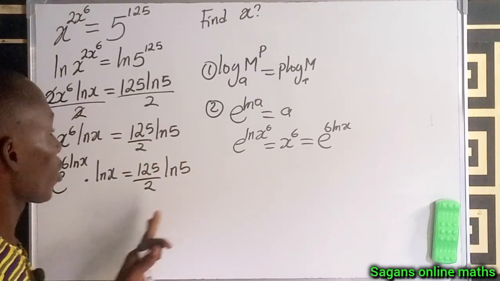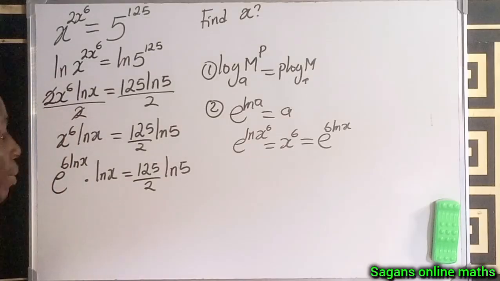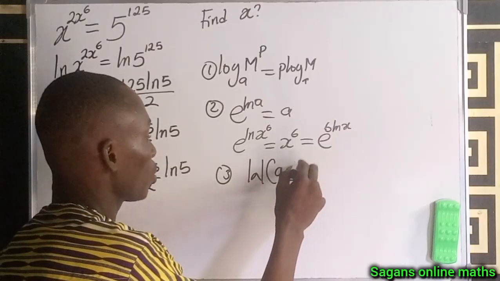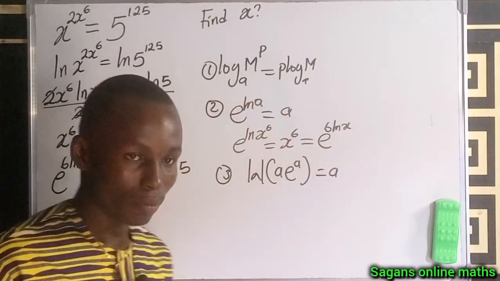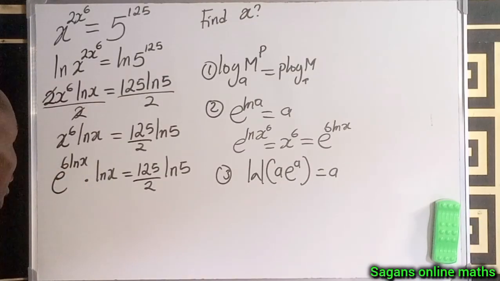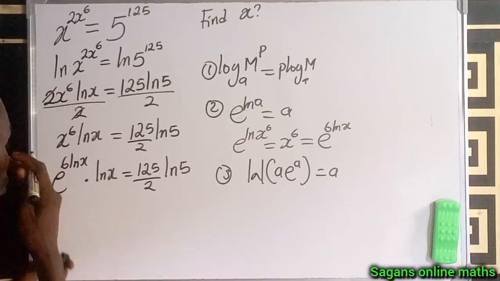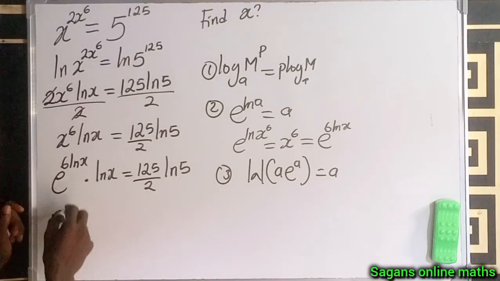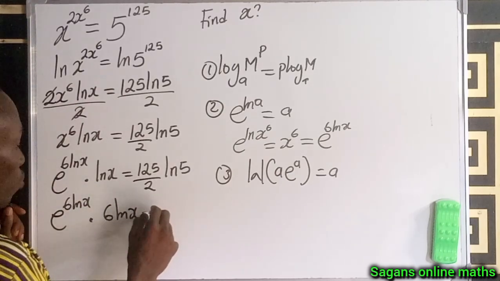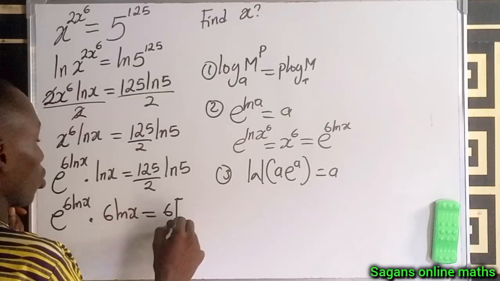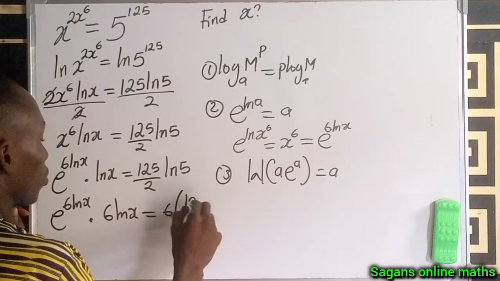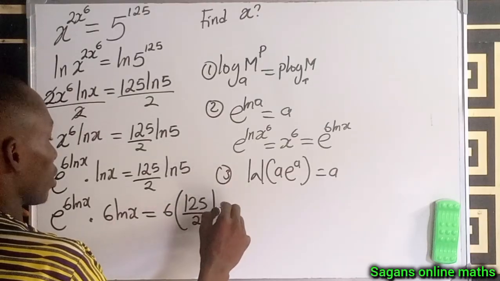Now at this point, what you're going to do is apply our Lambert W function, that the Lambert W function of a multiplied by e to the a equals a. At this point, we cannot apply the Lambert W because the exponent here is 6 ln x, and here we are just having ln x. So what you have to do is multiply both sides by 6. That means e to the power 6 ln x multiplied by 6 ln x equals 6, bracket open, sorry, then times 125 divided by 2, then ln 5.